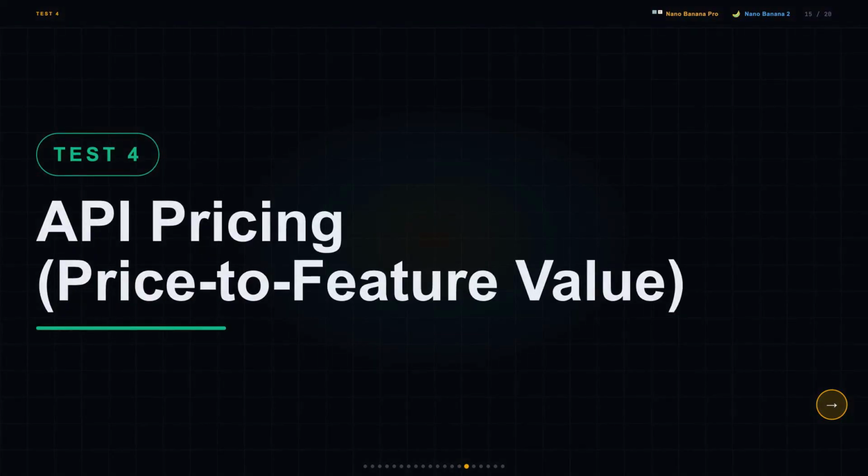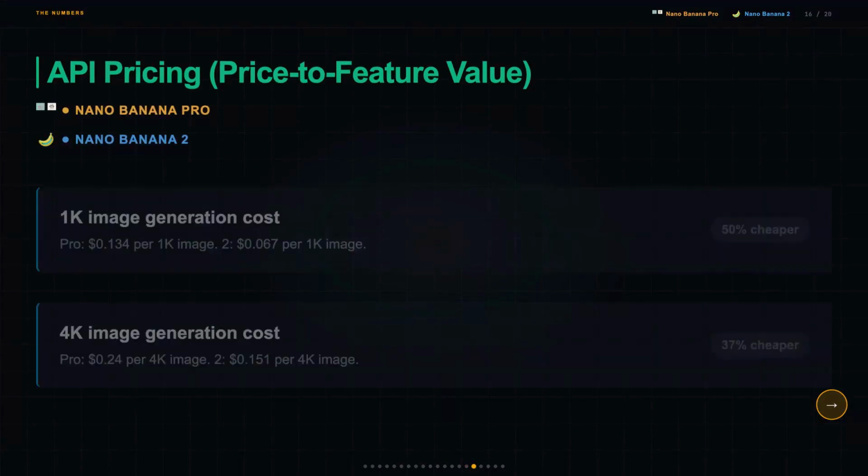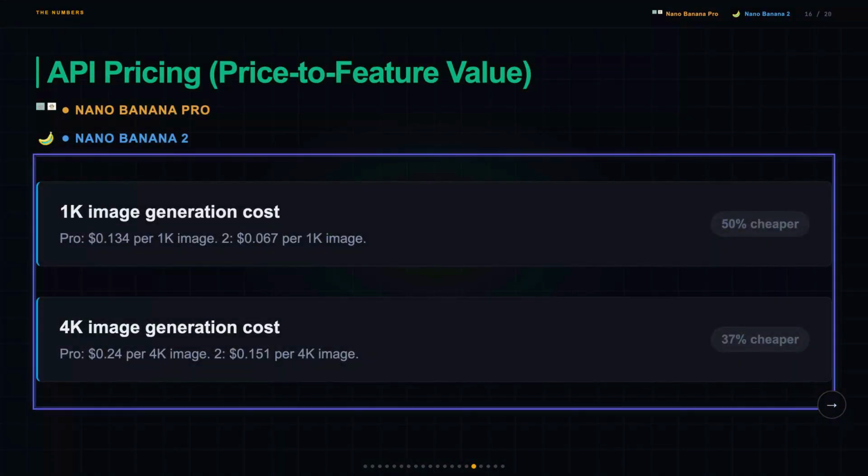Test 4 is API pricing, and this is where it gets real. You pick the wrong model, you don't notice the per image cost difference, and 3 months later your API bill is double what it needed to be. So if you're generating thousands of images a month, the pricing spread between these 2 models is a real budget decision, not a footnote. Okay, so the numbers here are pretty clear.